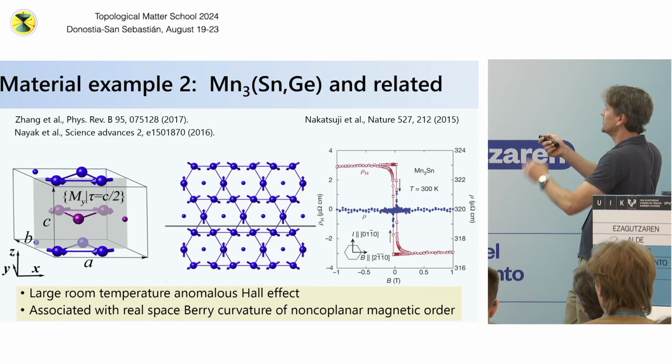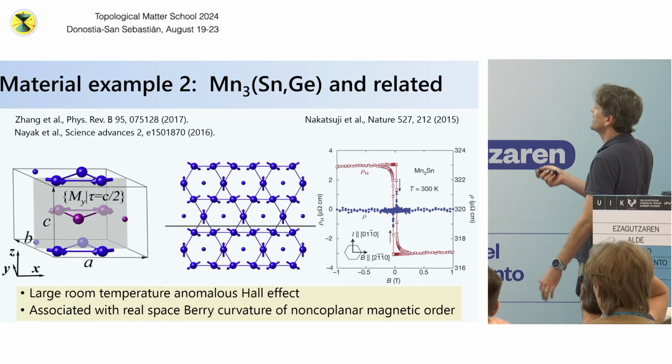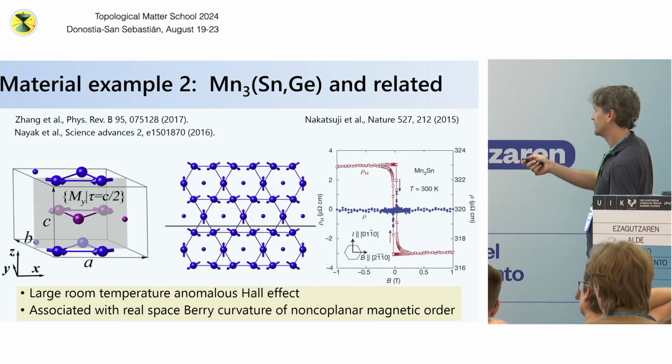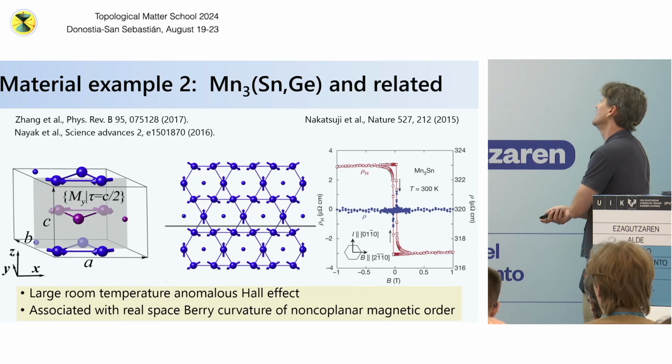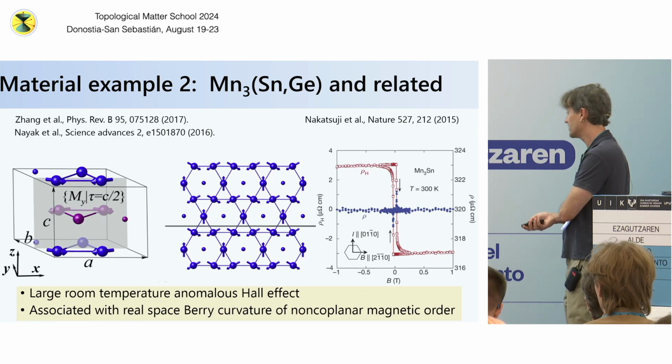So this is just an example of Kagome physics that's moving beyond just band structure, thinking about the real space spin texture of the types of magnetic order that are stabilized across the Kagome net.